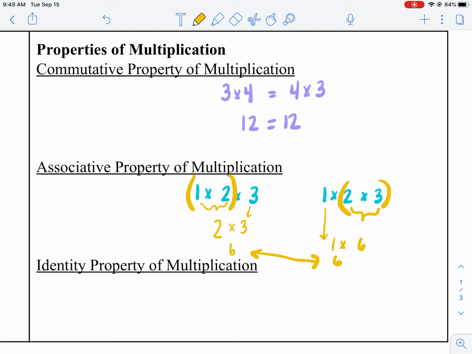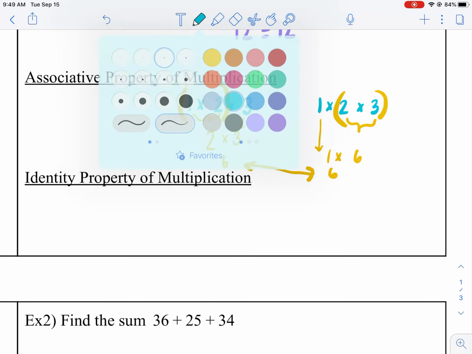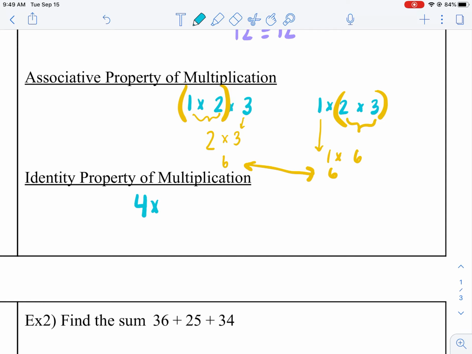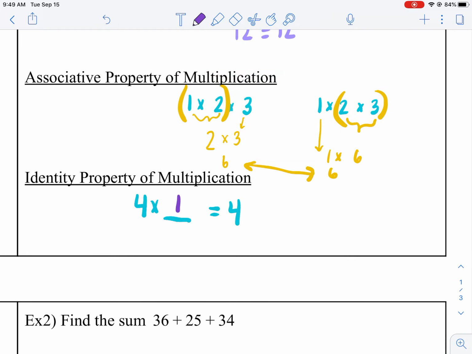Okay, so we're saying the grouping doesn't matter. And the identity property of multiplication, what do we have to multiply a number by to get that original number back? So I'm going to make an example here. If I have 4 times what number will get us 4 back? That's the identity.